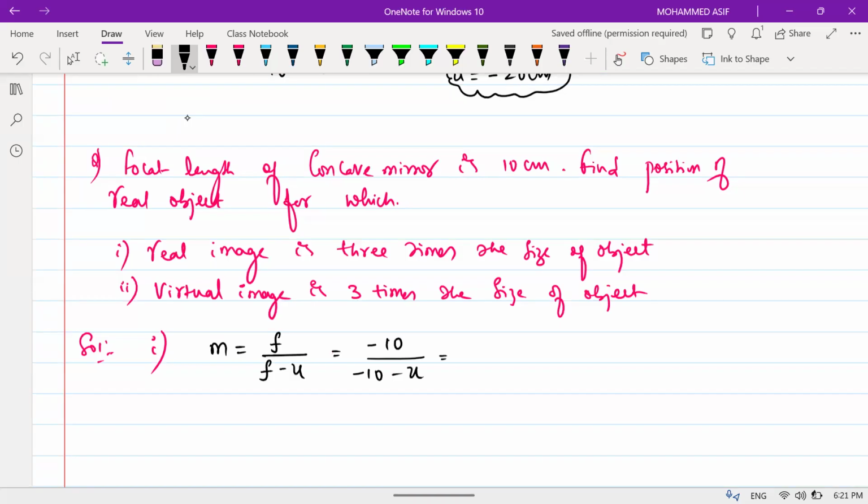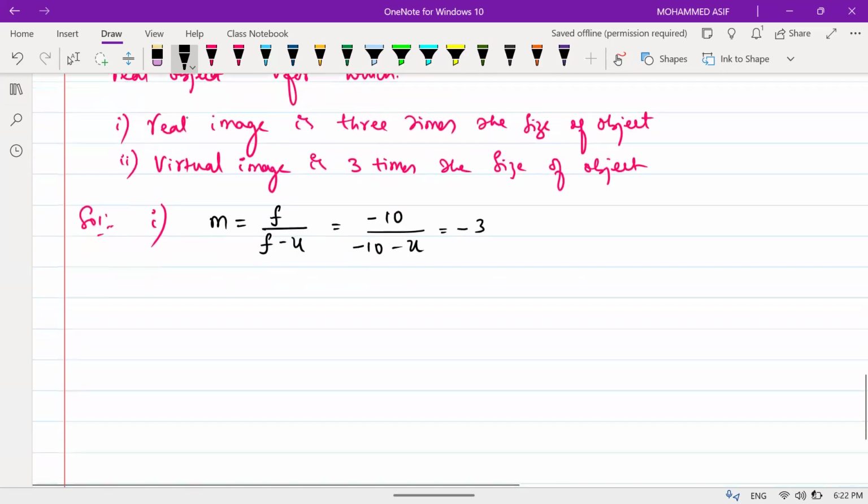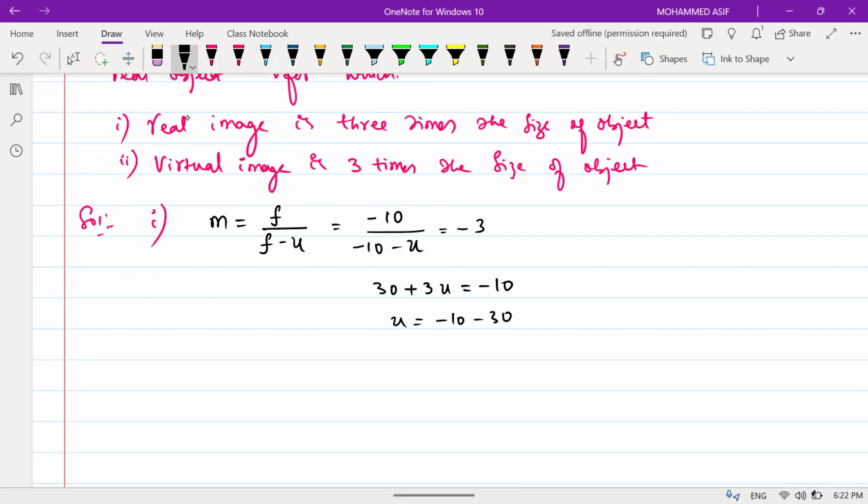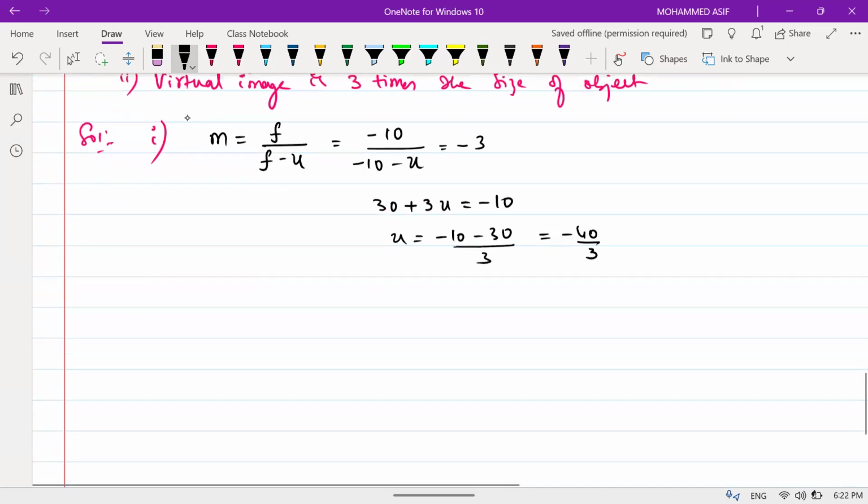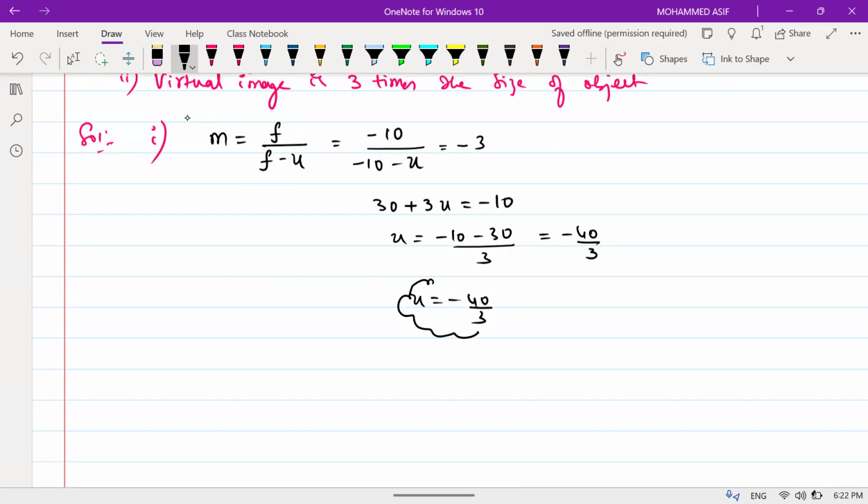Okay. Real image has been formed. For a real image, the magnification will be negative. So minus 3 equals minus 10 divided by minus 10 minus u. If I cross multiply, this is 30 plus 3u is equal to minus 10. So u will be equal to minus 10 minus 30 divided by 3, and it is minus 40 divided by 3. So object distance will be minus 40 divided by 3.